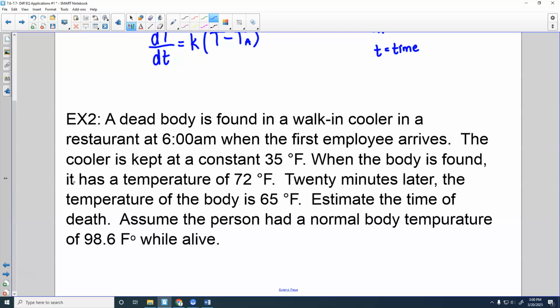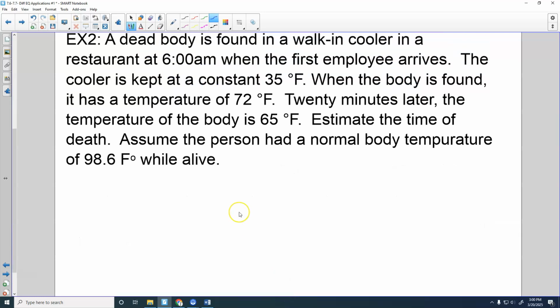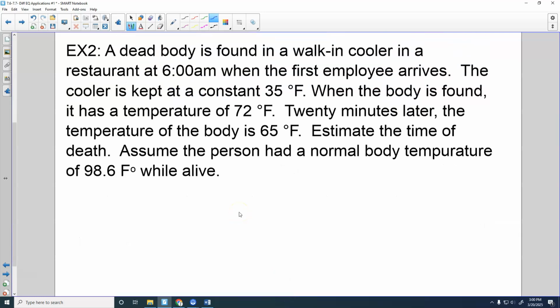I know Selena brought me a problem. She was in differential equations, so they were looking at harder problems. She had a problem where somebody had been killed outside the cooler and was dragged into the cooler, and so you have to do a more complicated analysis. But anyway, we're going to stick with this more simple scenario right here.